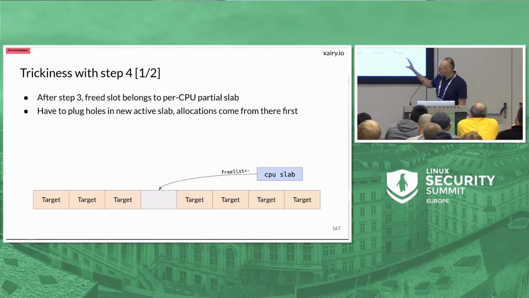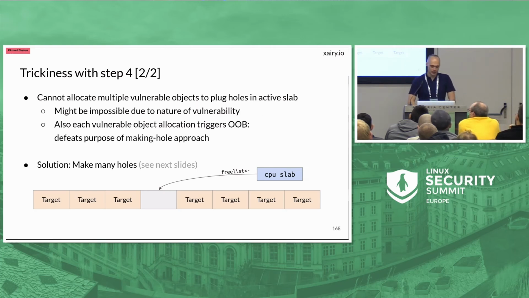So once we get that, we allocate just one vulnerable object, which is immediately going to trigger out of bounds. If we just allocate one vulnerable object, it's not going to be placed into the hole. We already have a different active slab, so it's going to be put in a different active slab. We could try to allocate multiple vulnerable objects to plug all those holes in the active slab, and eventually this hole will be used.